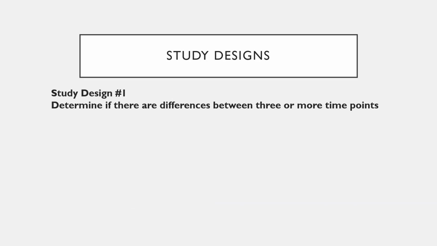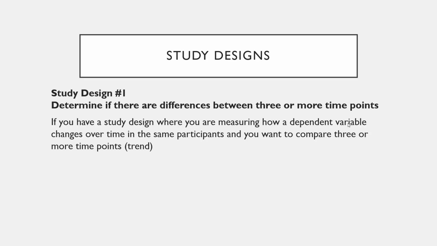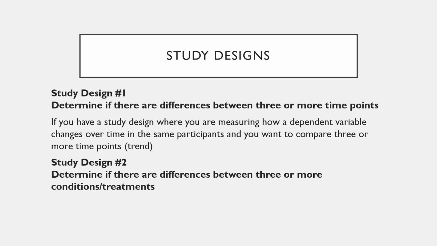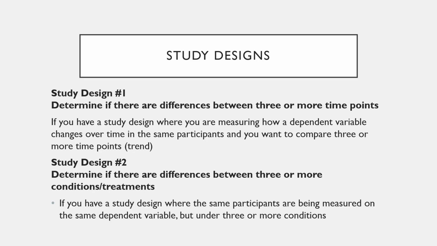Therefore, they're not all equal. So study design 1: you can determine if there are differences between 3 or more time points. If you have a study design where you're measuring how a dependent variable changes over time in the same participants and you want to compare 3 or more time points, the trend, you would do study design 1. If you want to look at the differences between 3 or more conditions or treatments, you would have a study design where the same participants are being measured on the same DV but under 3 or more conditions.